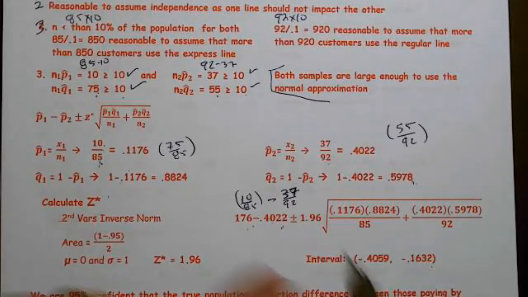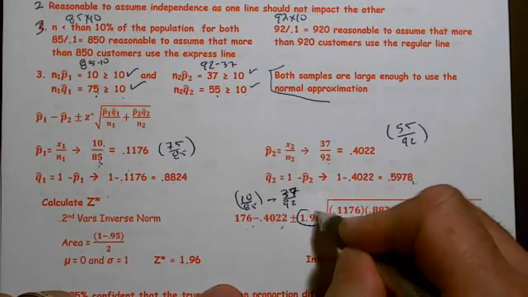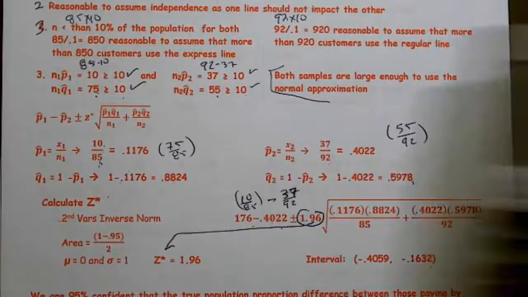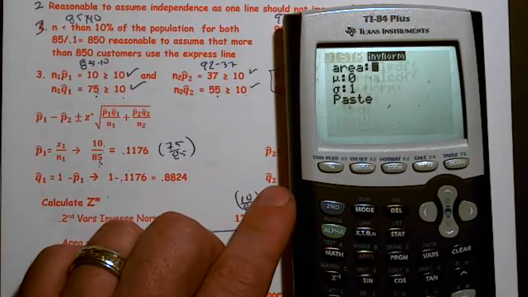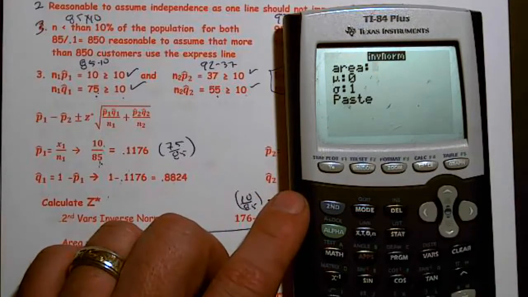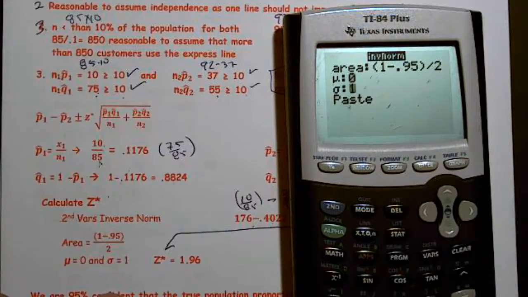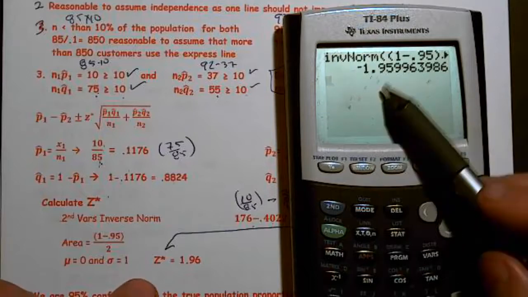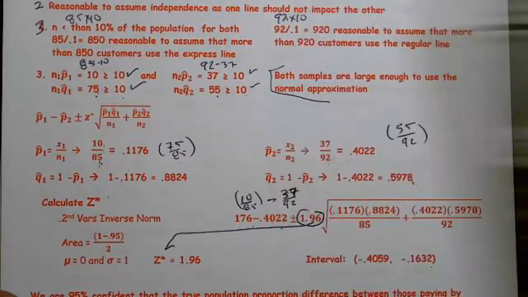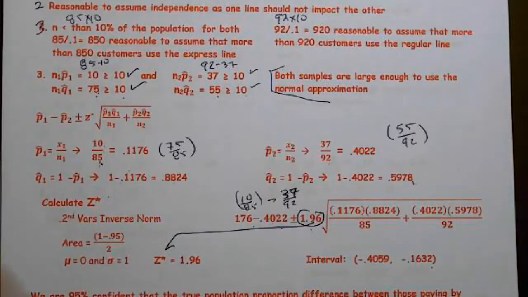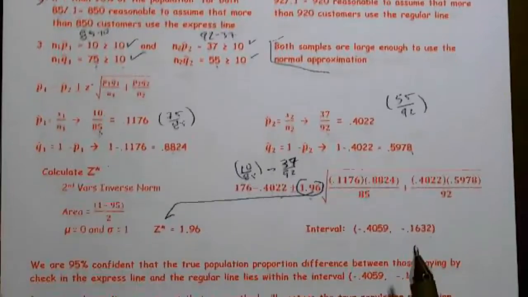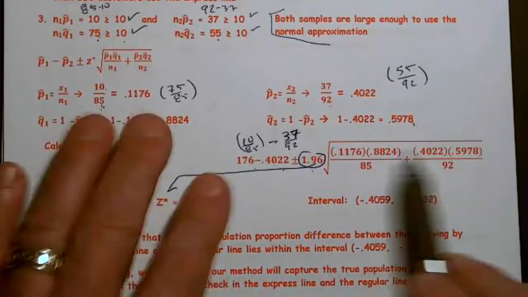All right. Now, the one thing we haven't talked about is how to get our Z star. Well, that's no different than what we've done before. That's going to be 2nd Vars, inverse norm, parenthesis, 1 minus 0.95, close parenthesis, divided by 2. Mean is 0, standard deviation of 1, because we're working with a Z-score. So there's our 1.96, and that's where that came from. Always have to have that and make sure that you have the right value. If you don't, you're going to get knocked down to a partial, or possibly no credit. But this will be work shown.